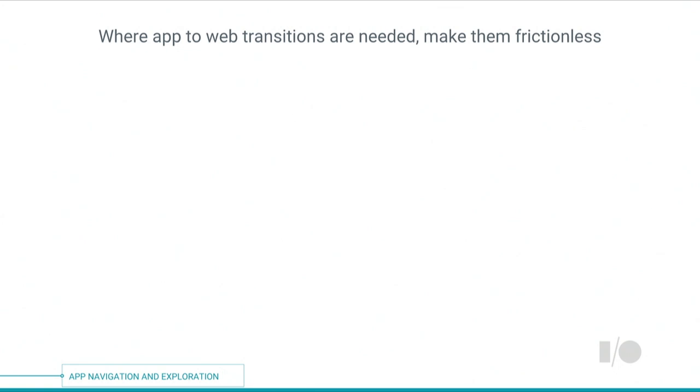So another aspect of app navigation and exploration that we saw a fair bit with apps is moving people from the app to the mobile web. And you can see in the way I've written this principle that there are issues with doing this. It says where app to web transitions are needed, make them frictionless. So I think the idea here is, are they really needed in each case we're doing it?